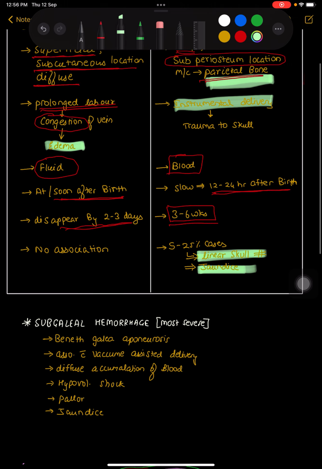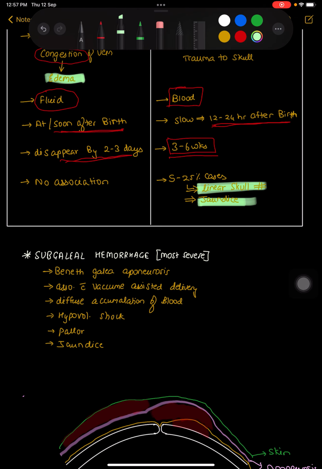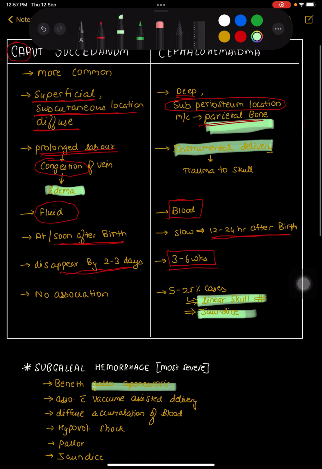Then the final topic is subgaleal hemorrhage. Subgaleal hemorrhage is the most severe type. The galeal aponeurosis is a layer of the scalp where the frontalis and occipitalis muscles come and fuse and form an aponeurosis. Beneath it, blood gets accumulated and hemorrhage occurs. So beneath the galeal aponeurosis, it is associated with vacuum delivery. So you should know the associations of all three.